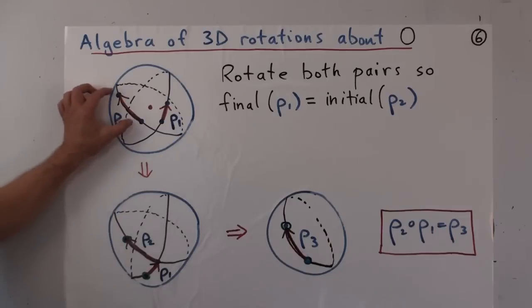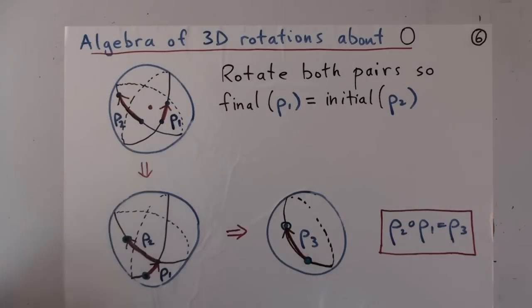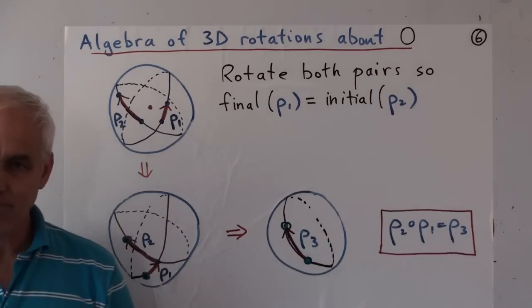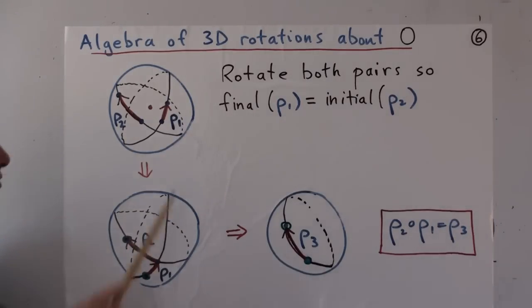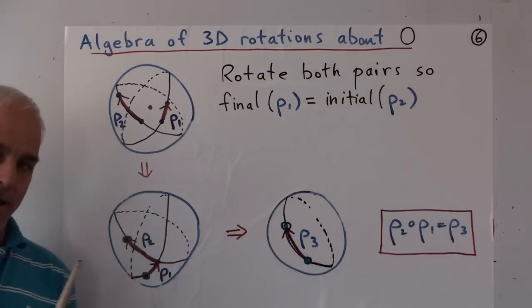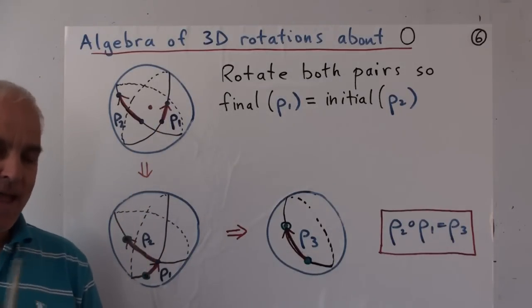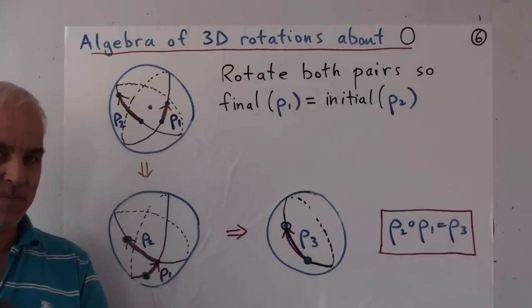And I'm going to slide this vector, rho 2, along its equator so that its initial point is at the same place where the final point of rho 1 is, where the two equators meet. And why does this help us? Well, it's because the rotation rho 1 that we're talking about can be thought of in this way.